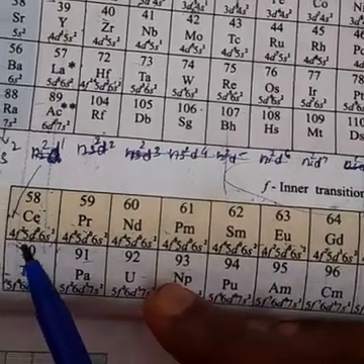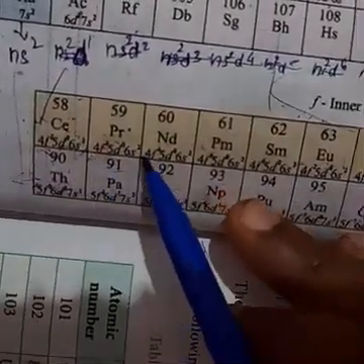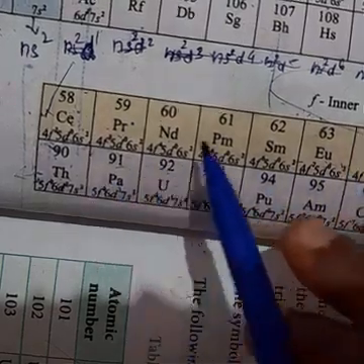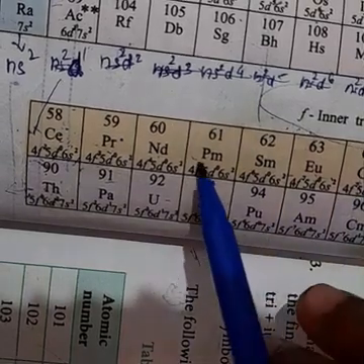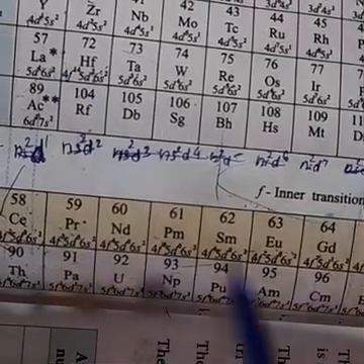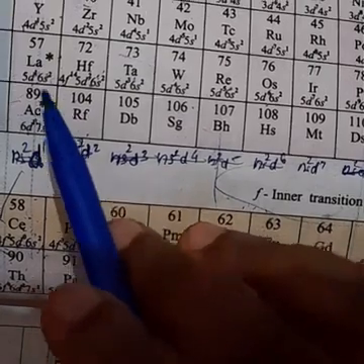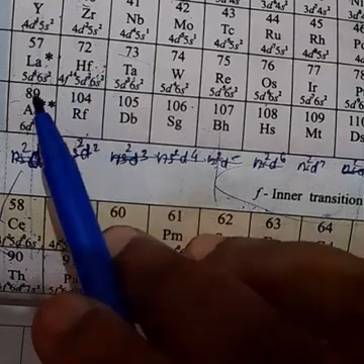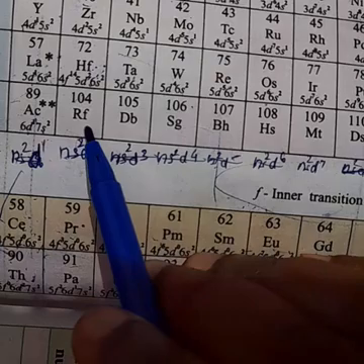4f2 5d0 6s2, and 4f3, 4f4, 4f5, 4f6. Okay, these are the electronic configurations for the F block elements. This is not the actual place for these lanthanides and actinides. The place for the lanthanides is in between lanthanum and hafnium. The place for the actinides is in between actinium and rutherfordium.